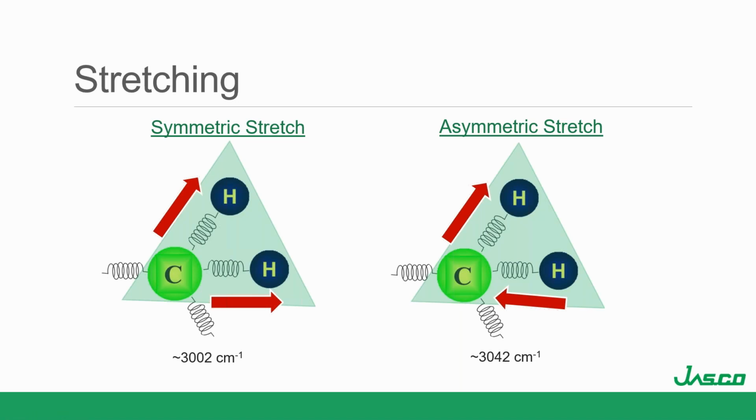So here is an example of the modes that are possible for a CH2 portion of a molecule. The first is the symmetric stretch, which has the hydrogen atoms moving towards and away from the carbon at the same time. And then the asymmetric stretch is when they move away and towards, not in unison. So one will be expanding away from the carbon, the other will be compressing towards the carbon. You can see they have two different energies that are fairly close together.